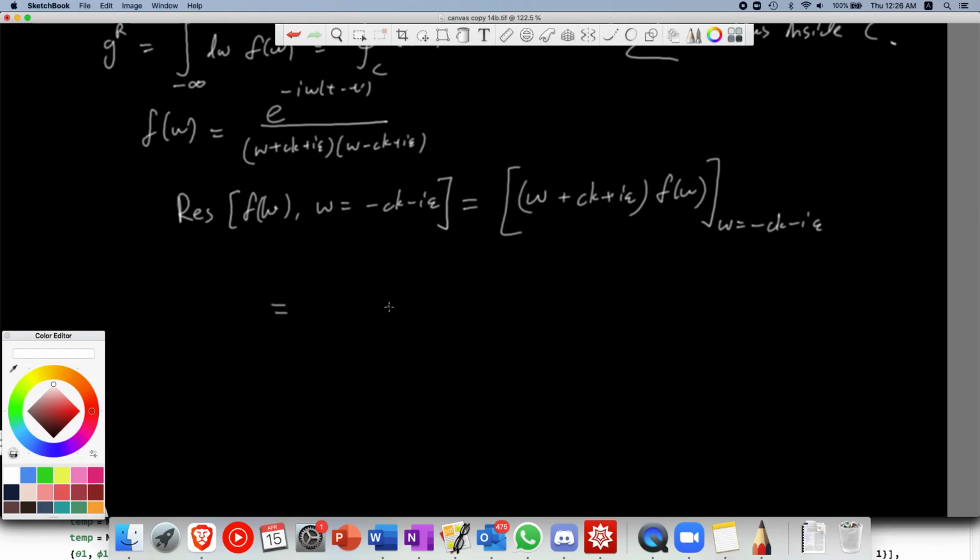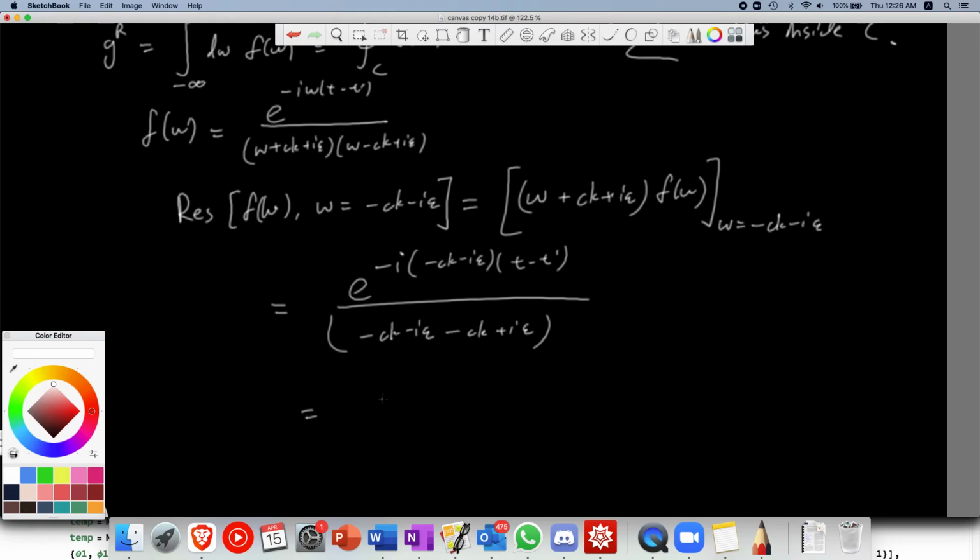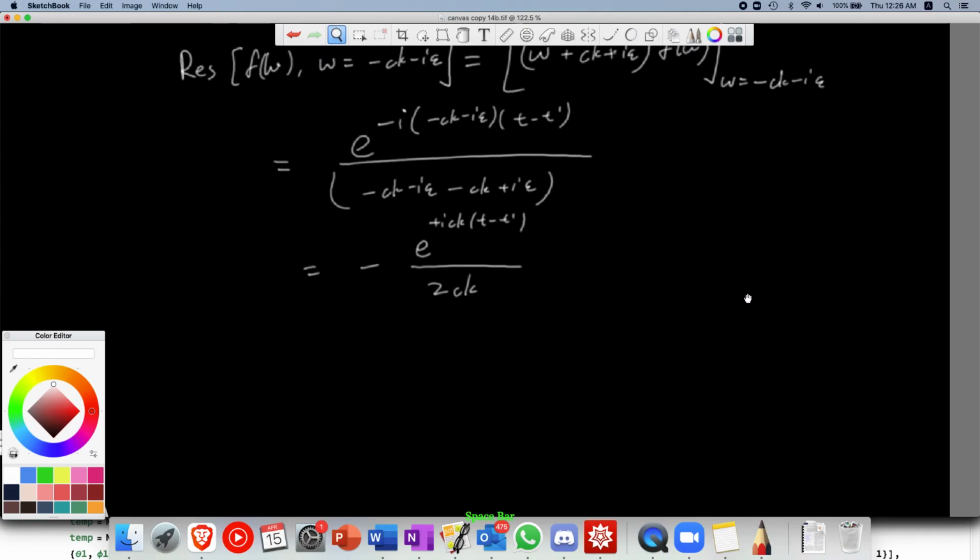And this equals e to the power of minus i times minus ck minus i epsilon times t minus t prime, over minus ck minus i epsilon minus ck plus i epsilon. Assuming that epsilon, taken as a limit, tends to 0, we have minus 2ck at the bottom, then e to the power of plus i ck t minus t prime. Okay, so that's the first residue.